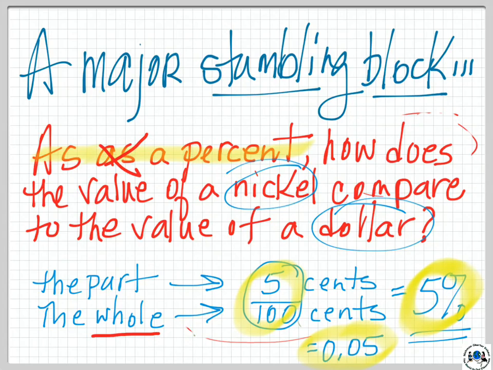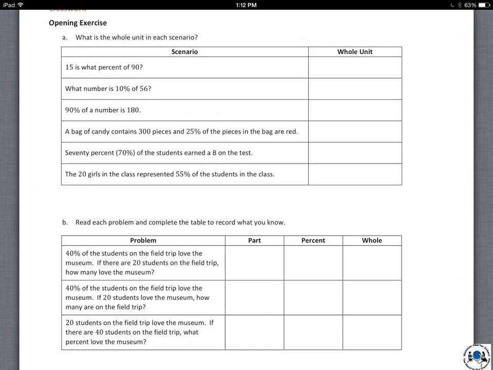So the whole is the 100 cents. The part is the 5 cents. And then the percentage, of course, was 5%.